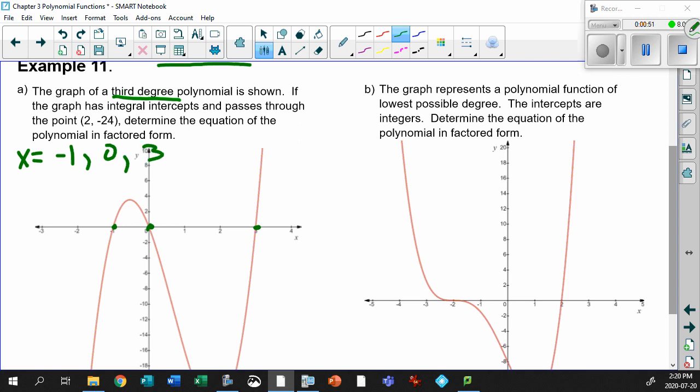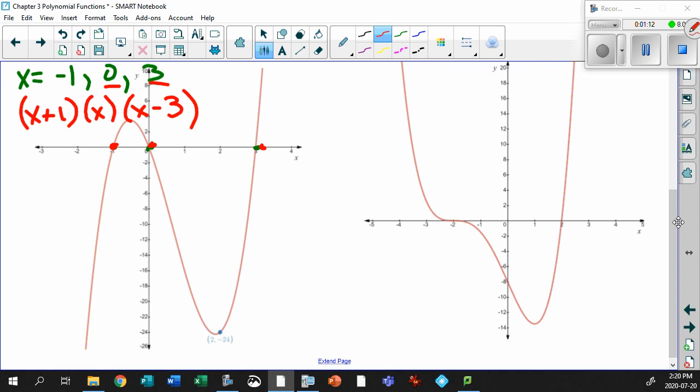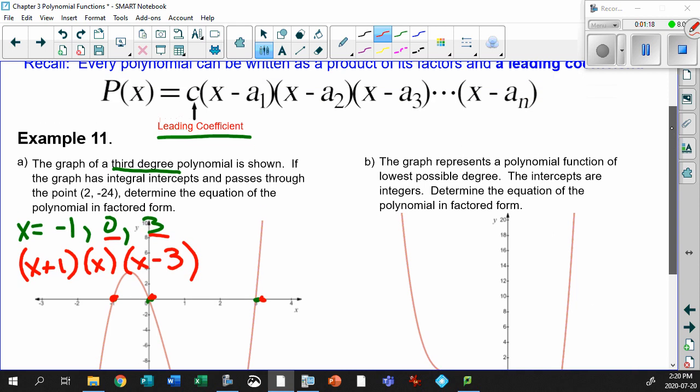So let's put them in as really nice looking factors. And all of them, because they cut in one spot like that, are going to have a multiplicity of 1. So this is going to be x plus 1. For the 0, it's just going to be plain old x. And for this guy, it's going to be x minus 3. But the problem is if you actually work that out, you'll notice that this point, which is given, (2, -24), won't work. So that means that you have to have some sort of leading coefficient here.